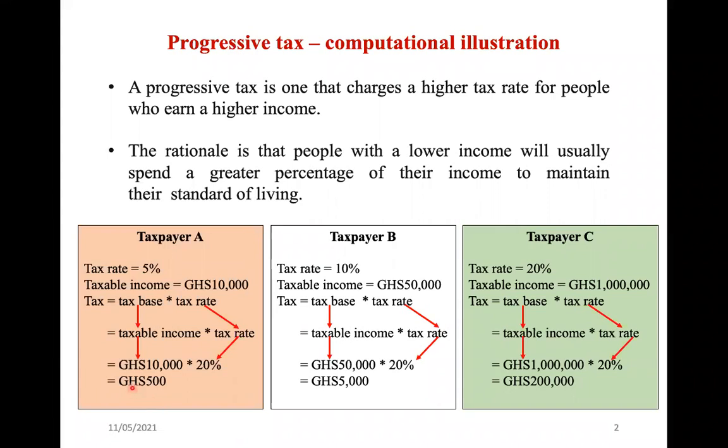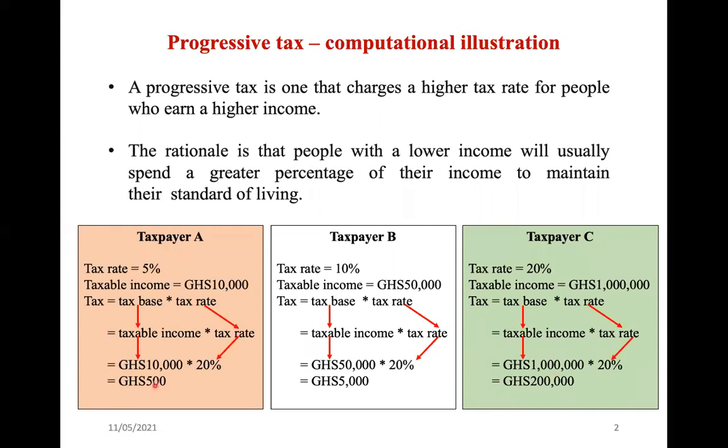So look at the size of the taxes. Taxpayer A pays a tax of 500 Ghana cedis. Taxpayer B, whose income is 5 times the income of taxpayer A, pays 5,000, and taxpayer C, whose income is higher than both taxpayer A and taxpayer B, pays the highest. So this is what we mean by progressive tax.